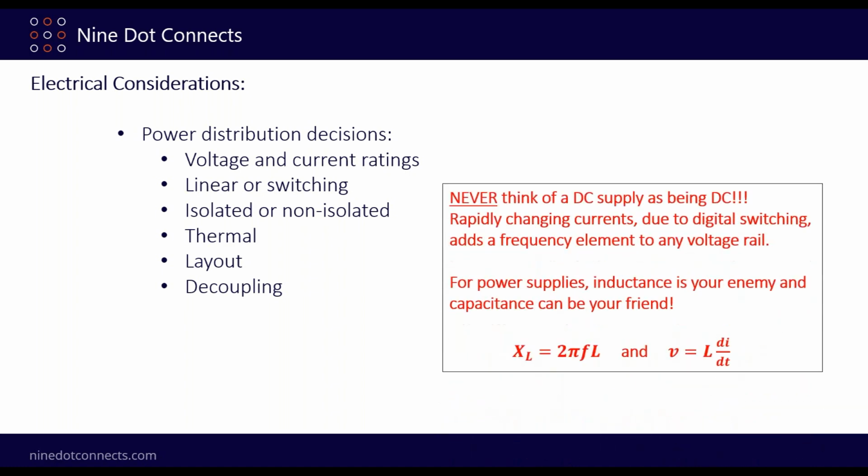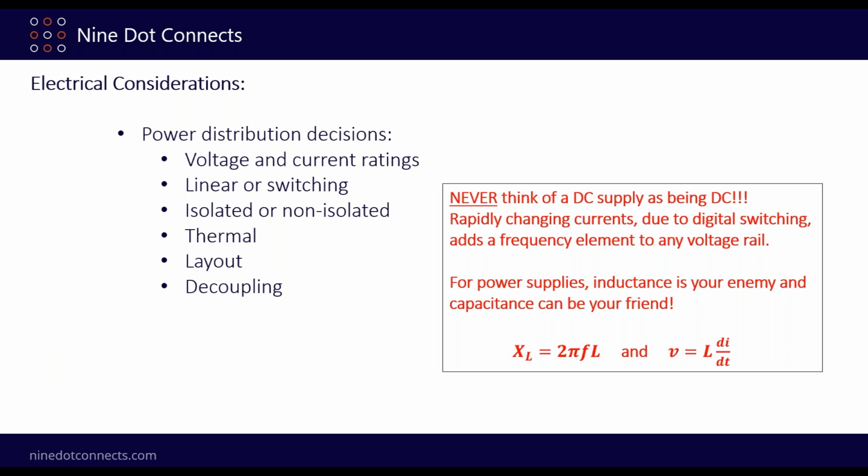Of course, decoupling. One of the things that some people don't always think about is we should never, ever, unless you're building a flashlight with a battery, or a Happy Meal toy with a battery or something, think of a DC supply as being DC anymore. Rapidly changing currents due to digital switching or any other thing on the board that will cause currents to change creates frequency. So you might think, hey, this is a 5-volt DC supply. I don't have to worry about inductance. I don't have to worry about capacitance.